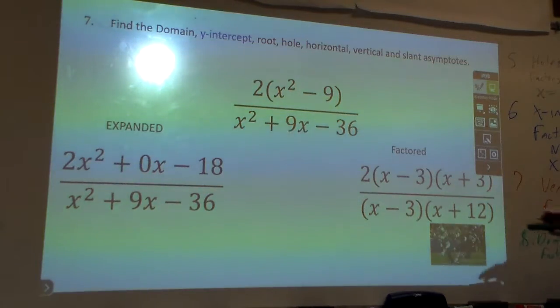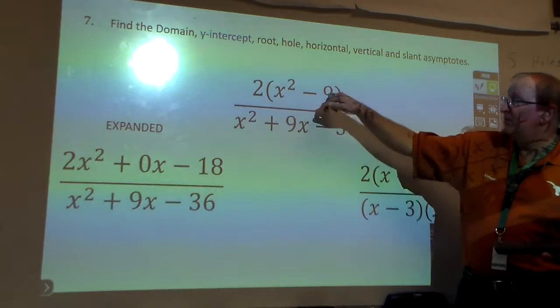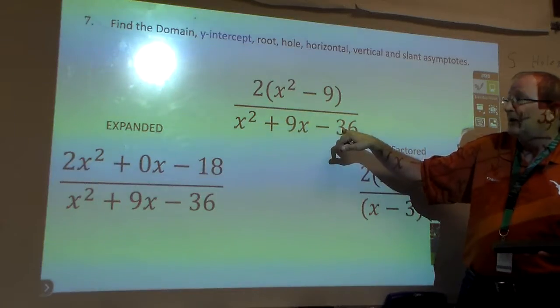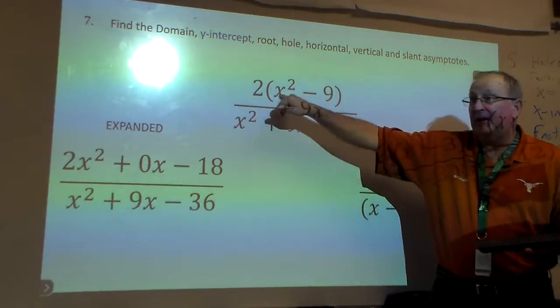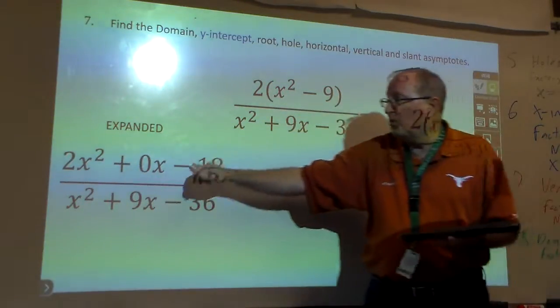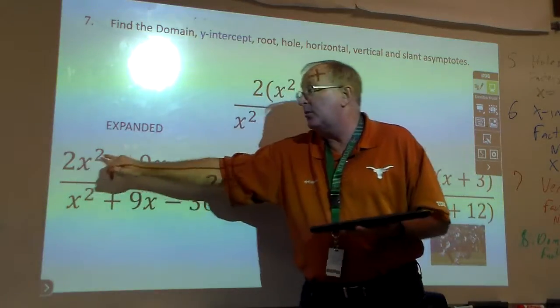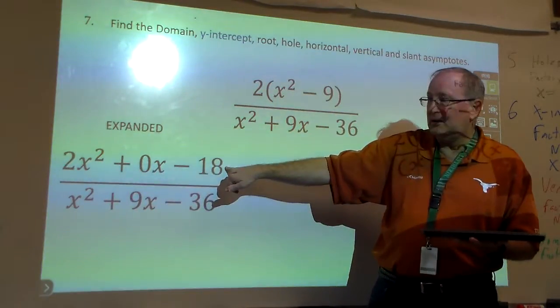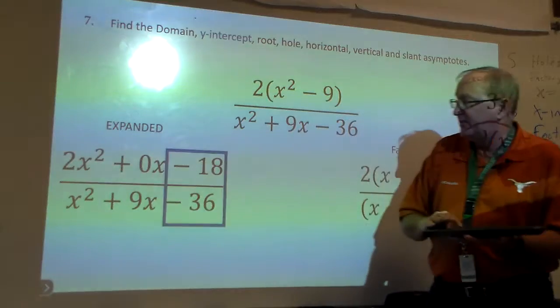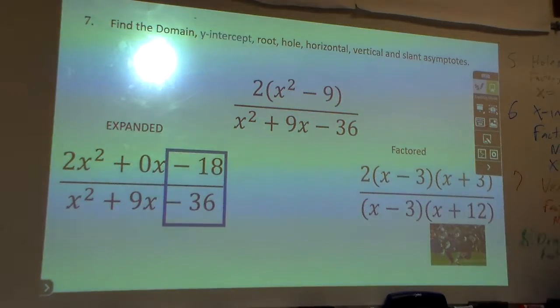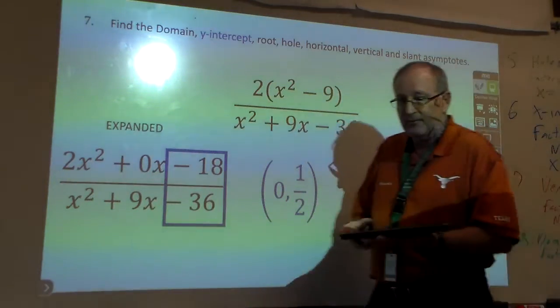Now, y'all, this is one people will miss, because I explained in the last class, how come it's just 9 over the 36? Because this is 2 times this, right? And 2 times that is -9. That's why I did the expanded form here and had the 2x squared, the 0x, minus 18. So I'm going to do that there, and it'll be 1/2, so the point 0, 1/2, okay?